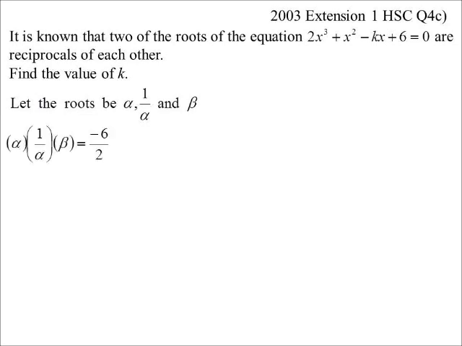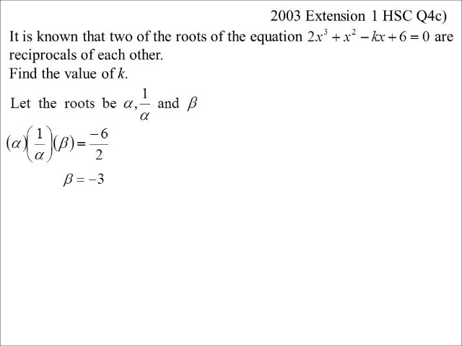A little bit more recent. It's known that 2 of the roots are reciprocals of each other. So in that case, instead of calling the roots alpha, beta, and gamma, I'm going to call the roots alpha, 1 on alpha, because it's the reciprocal, and I'll call the third one beta. Now, what can we do with that? We've got to find k. Well, I'm going to do product of the roots first, because the nice thing about reciprocals is when you multiply them together, you get 1. So I can actually get an answer for beta straight away with this one. So I get that beta is -3.